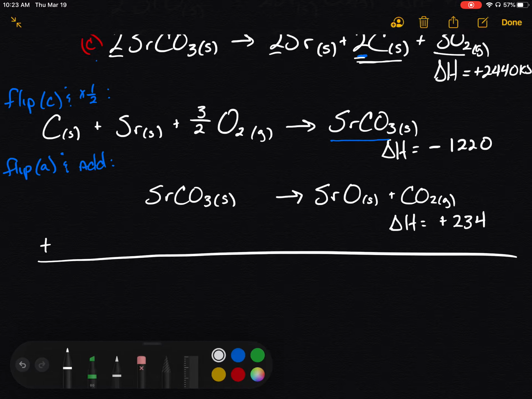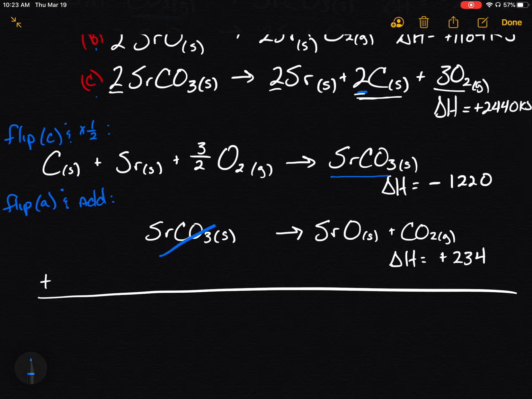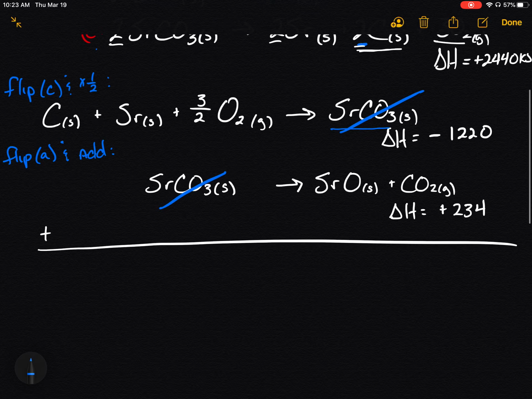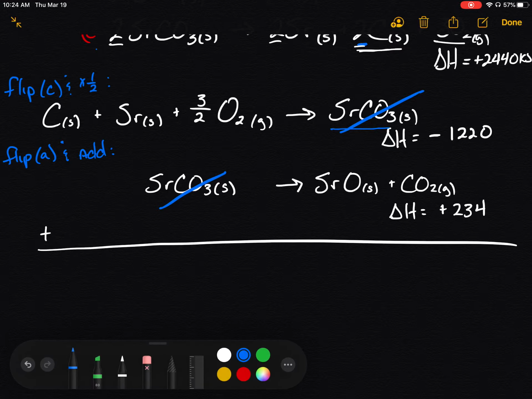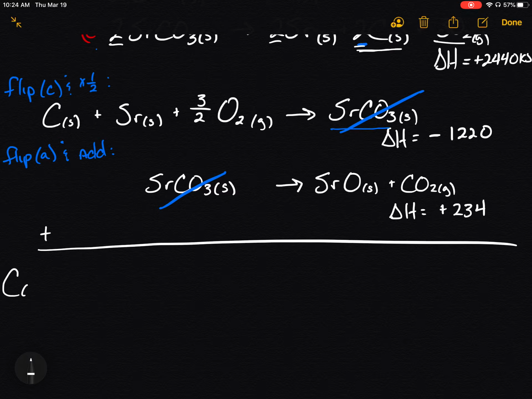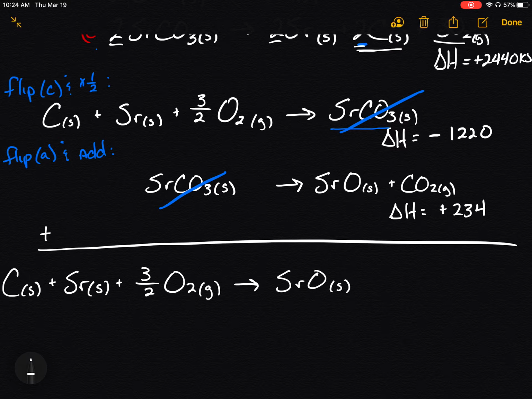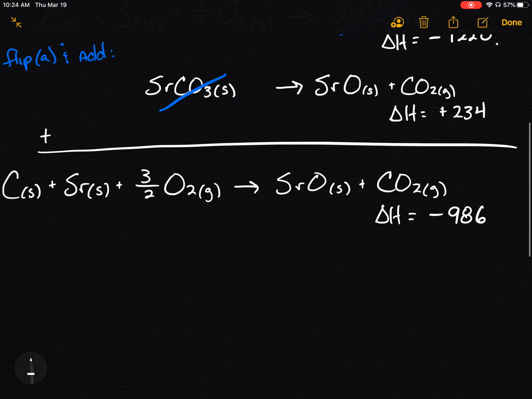And now we're going to add it. Now remember, when we add anything that's the same in the reactants and the products, it can be canceled. And I think that's only strontium carbonate here. I don't see anything else that can be canceled. And then everything else that's a reactant stays a reactant. And it doesn't matter what order you write this stuff in, just as long as it's on the correct side of the equation. That's all that matters. Okay, so we've got all those. And then our new delta H value is negative 1,220 plus 234, which is negative 986. Okay, so we got that.